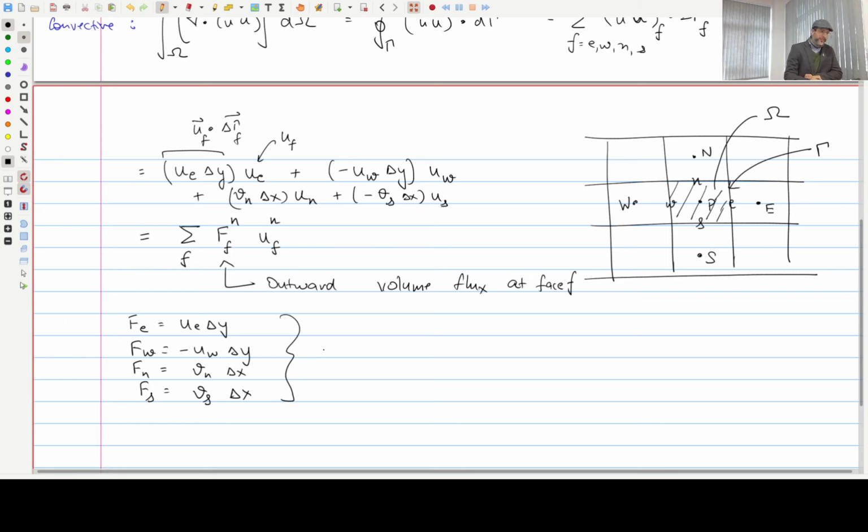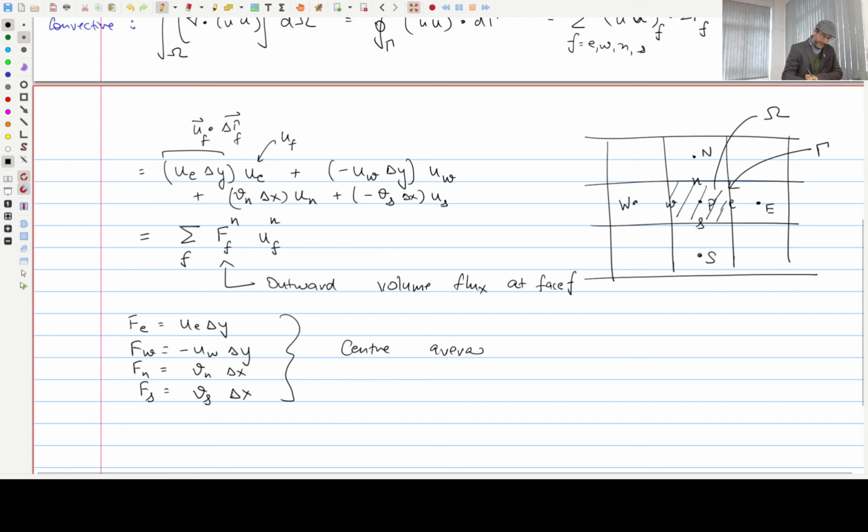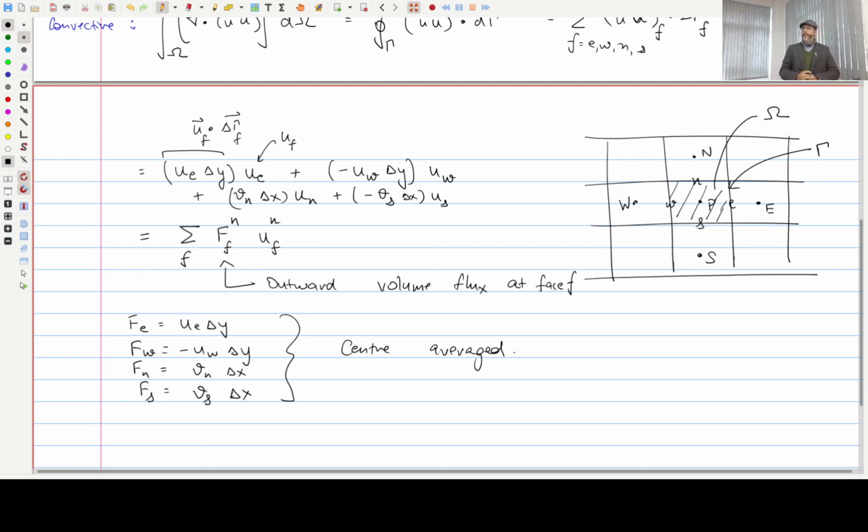So all the u's and v's that we have here in this flux term are always center averaged, like we did in the 1D wave equation, because these are the coefficients. So that's how we deal with them. So the flux terms are the coefficients, and the u f that we have here is the unknown. So we're solving for these u's.